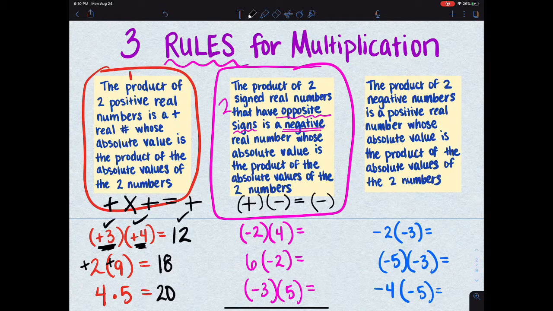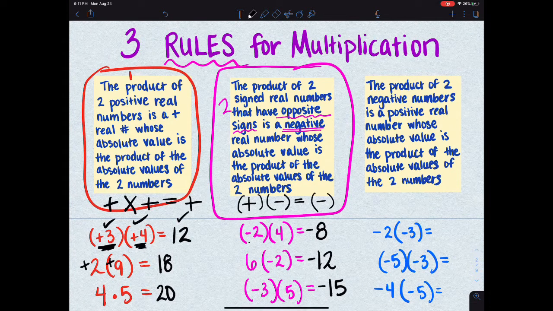So in this first example, -2 times 4, let's multiply their absolute values. 2 times 4 is 8. And what's the sign going to be? It's going to be negative. Let's do the one below. 6 times 2 is going to be 12. What's the sign? It's a negative because you have one positive, one negative. Down below, 3 times 5 is 15. A negative times a positive is a negative.